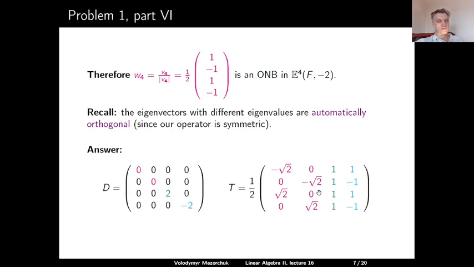0, minus square root of 2, 0, square root of 2. It's the second column. And then the third diagonal element in the diagonal form is 2. So the third column is the eigenvector for 2, which is 1, 1, 1, 1. Recall that 1/2 is taken out. And finally, for the last eigenvalue, minus 2, in the last column, we have 1, minus 1, 1, minus 1. And this completes problem 1.